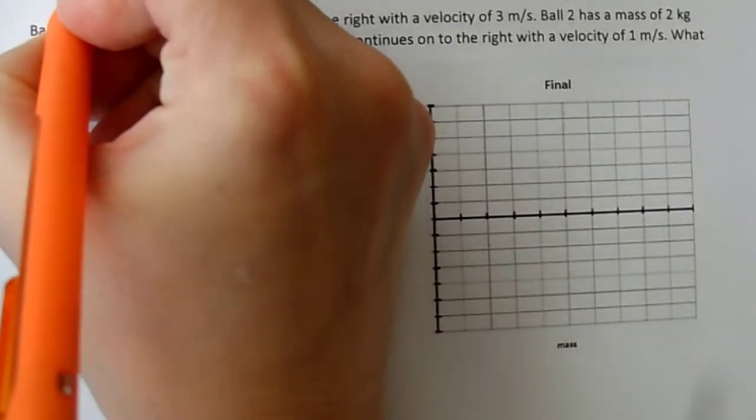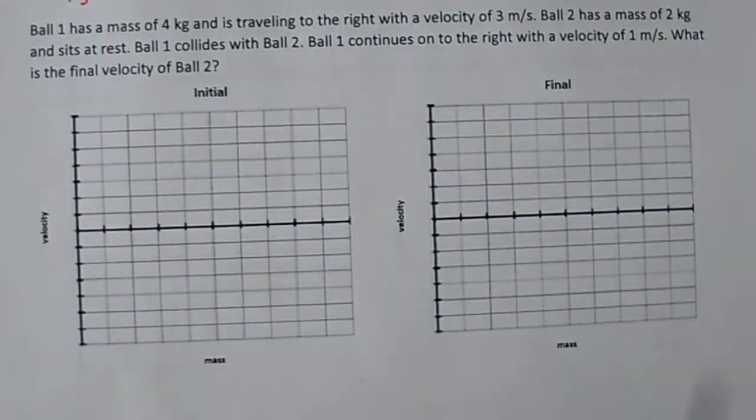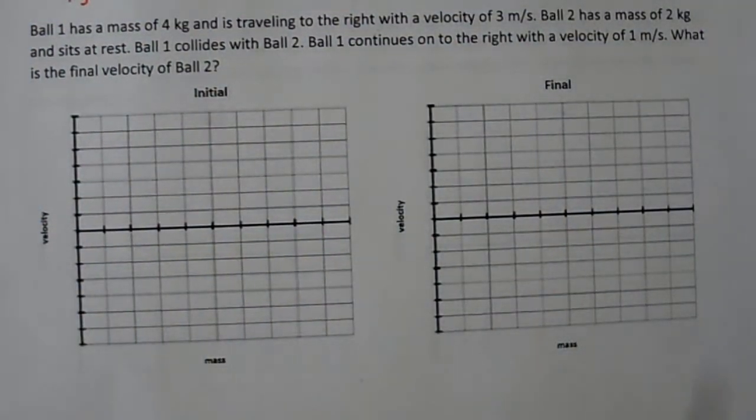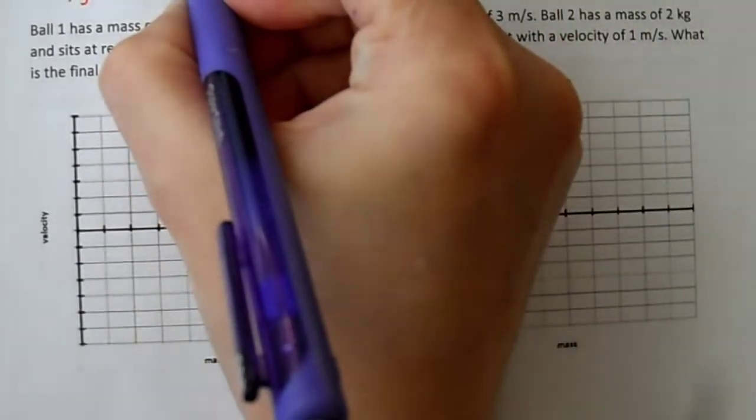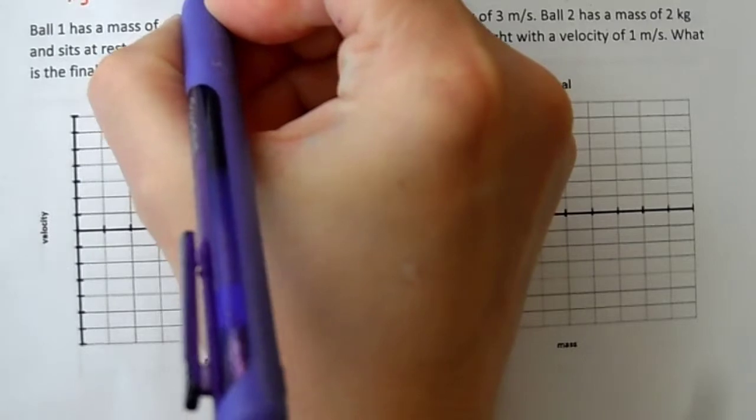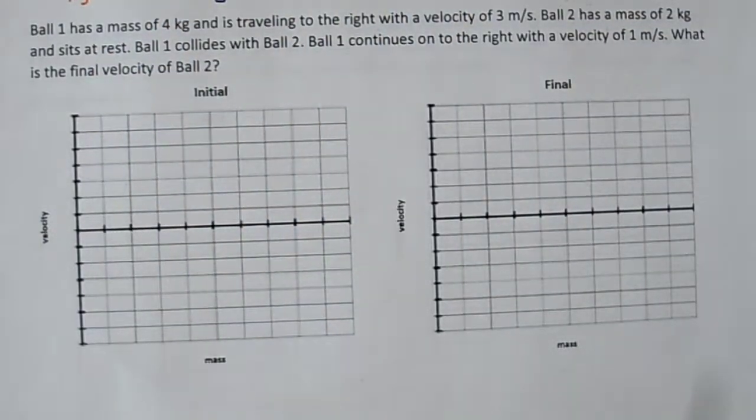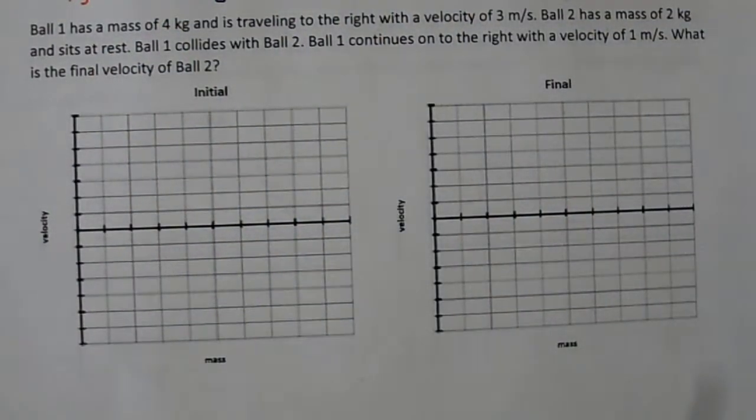And it has a mass of 4 kilograms. And then ball 2 has a mass of 2 kilograms and it sits at rest. So ball 2 is sitting right here and it has a mass of 2 kilograms. And it's not moving at all.